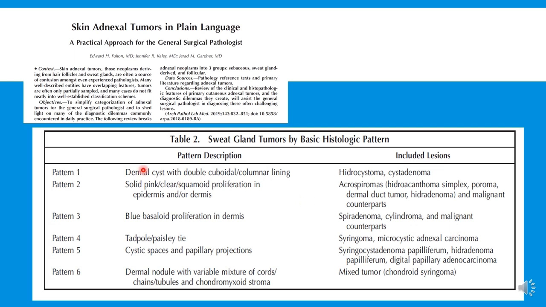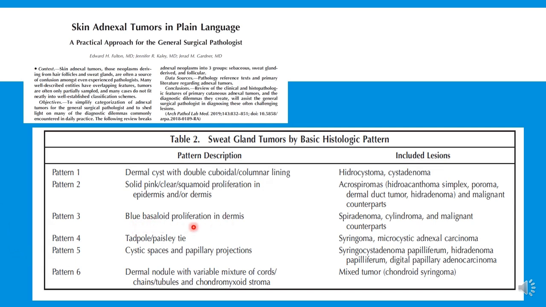This is an interesting article, and a very nice article that will help you to understand and classify each type of tumor. In this article, they have classified sweat gland tumors by 6 basic histologic patterns. The first pattern is a dermal cyst with double cuboidal or columnar lining, which is seen in hidrocystoma and cystadenoma. Pattern 2, which is a solid pink clear squamoid proliferation in the epidermis or dermis, is seen in acrospiromas, poroma, hidradenomas, and so on.